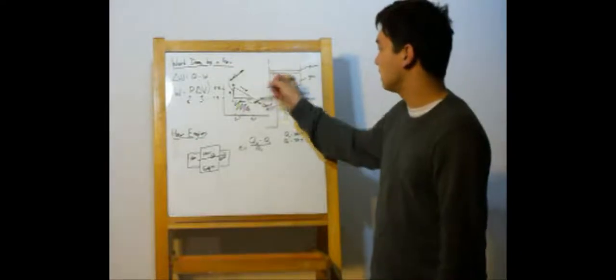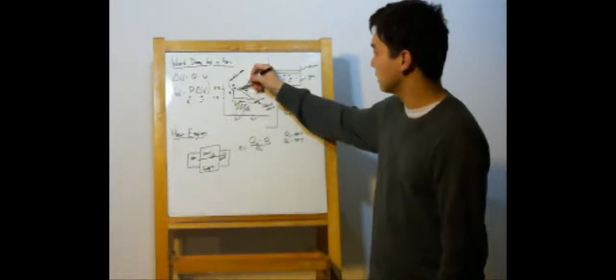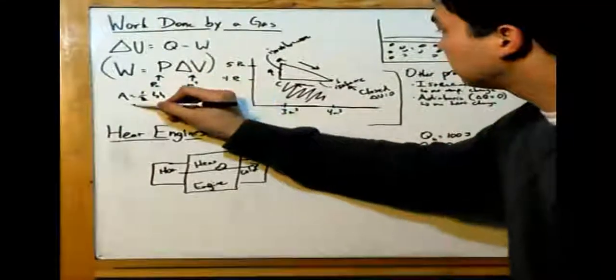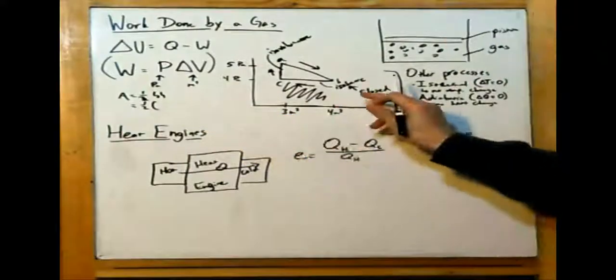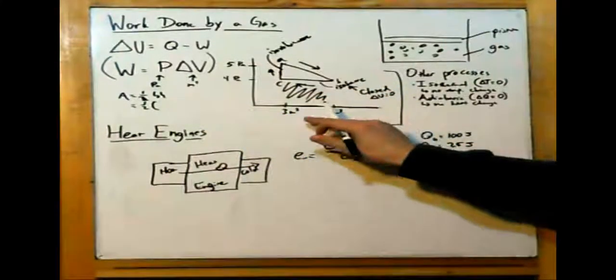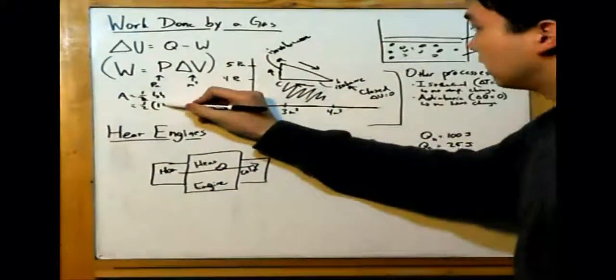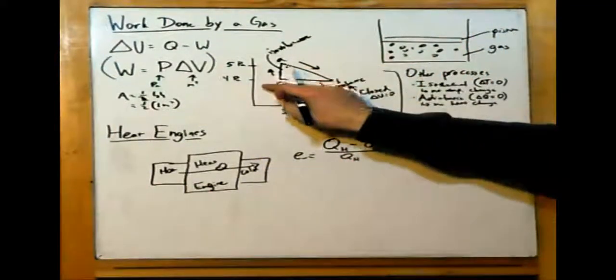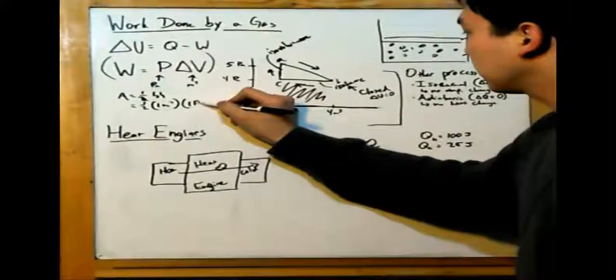A to B and B to C have that area in common, so all we're left with is the area of the triangle, which is pretty easy to calculate. A equals 1/2 base times height. So 1/2 times our base from B to C, that's 4 meters cubed to 3 meters cubed, so that's 1 meter cubed on the base. And the height from C to A, so that's 4 pascals to 5 pascals, so 1 pascal.